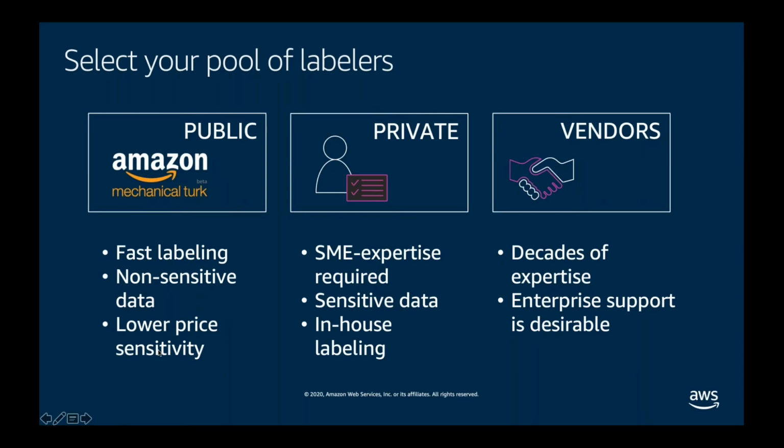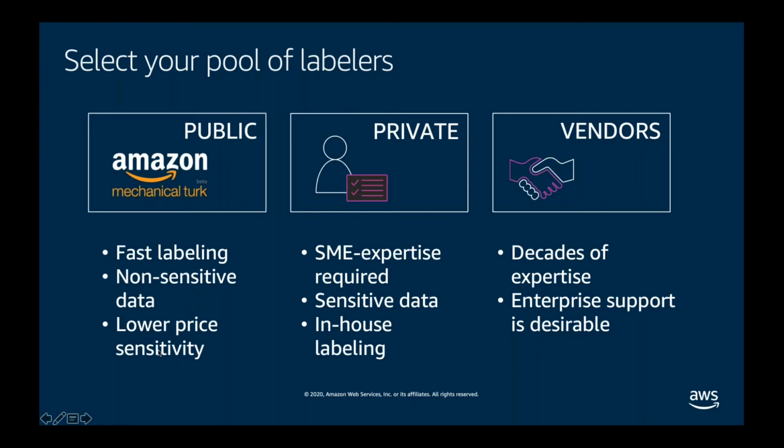Now, I mentioned that you also have the ability to choose third-party human labelers. This is great. Mechanical Turk is a workforce of 500,000 strong. So if you have a lot of data that needs to get labeled, this is a fast way to get that done. It's also really low cost as well. Now, the one thing is it's not for sensitive data.